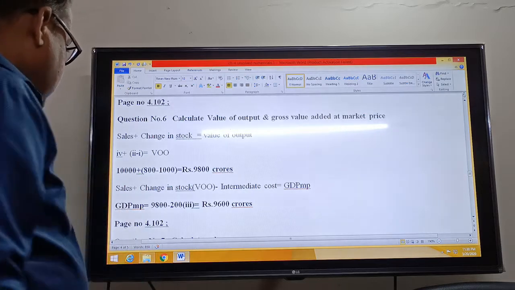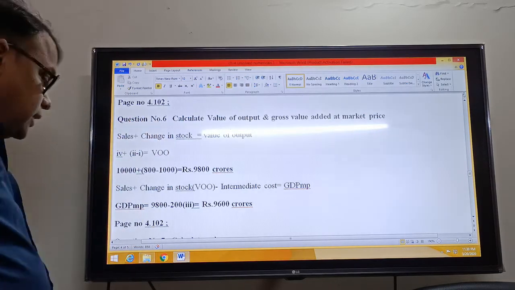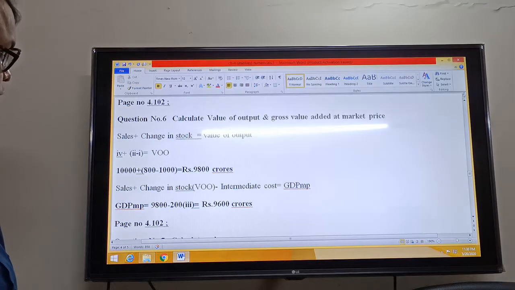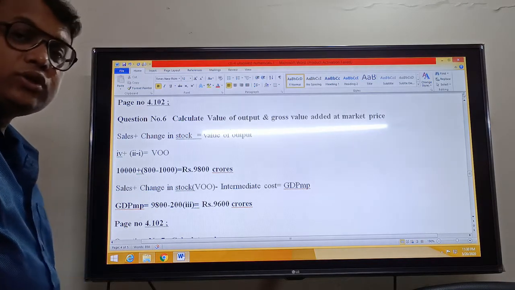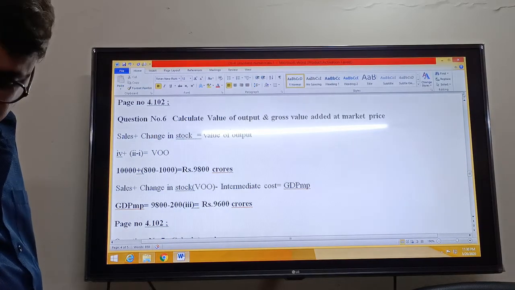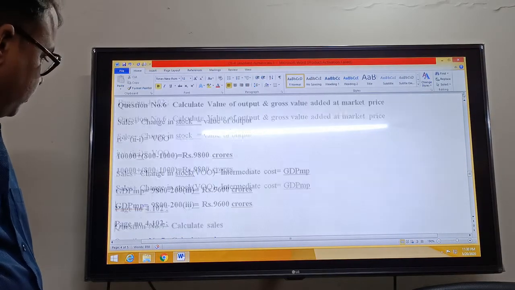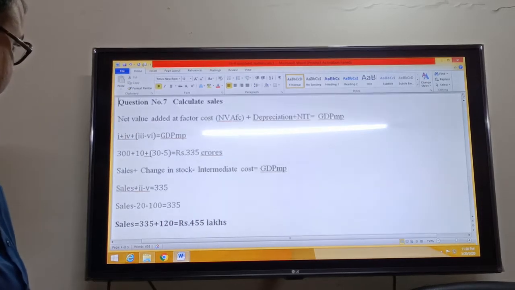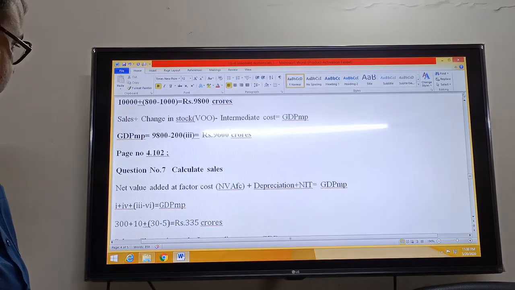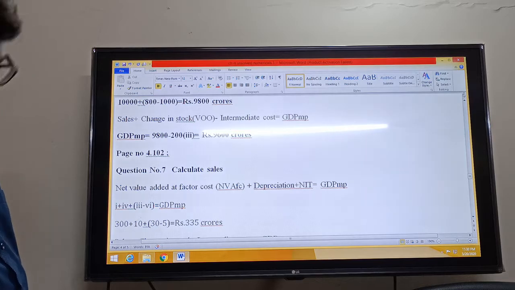Now this is the question number 6. Now next question. You can take the screenshot of this one. I already sent the PDF in your group. You can take it from there also. Now question number 7.